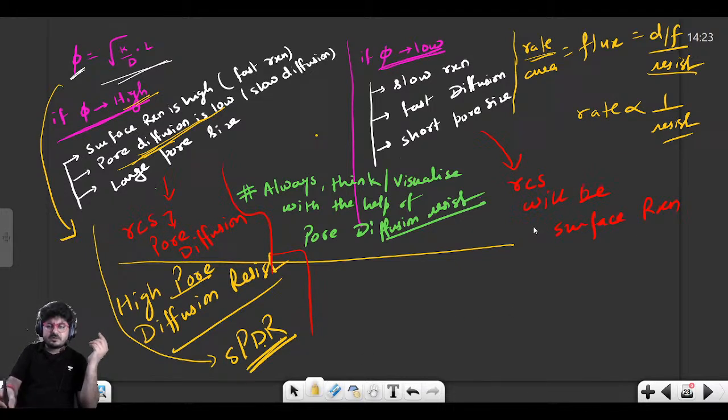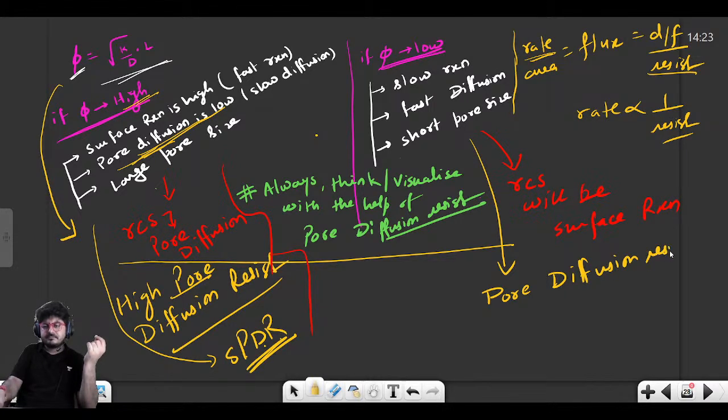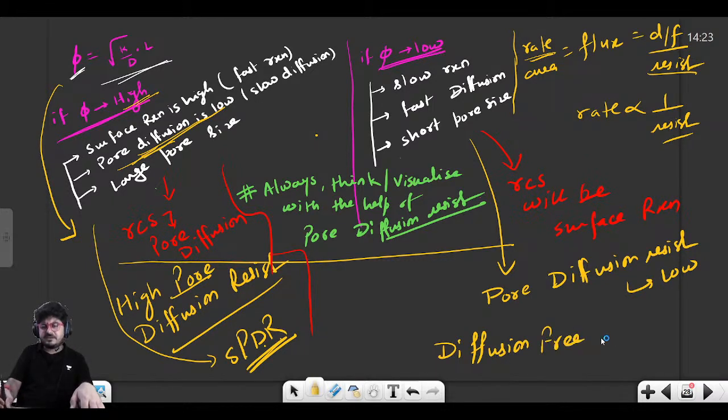And here if you look, pore diffusion rate is high. That means the pore diffusion resistance is low. So this is generally termed as the diffusion free regime. Diffusion free regime.